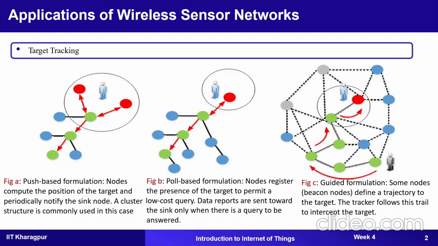The second type of target tracking is pull based target tracking. In pull based target tracking, the data is sent to the sink node only when the deployed wireless sensor nodes are polled. Whenever the sink node asks for the data, only then those sensor nodes transmit the data. Till that time they store the sensed data in the storage unit only.